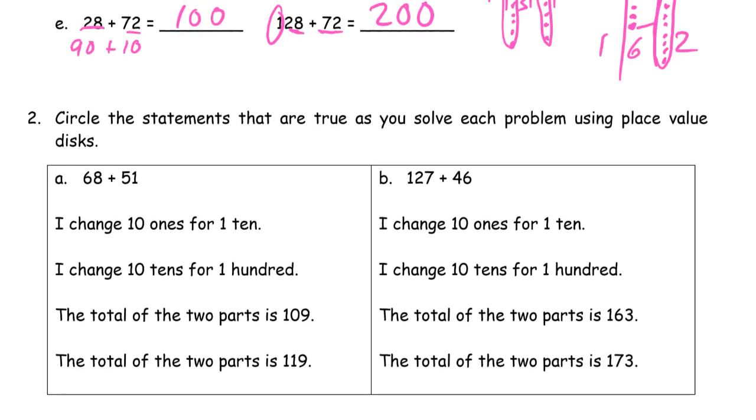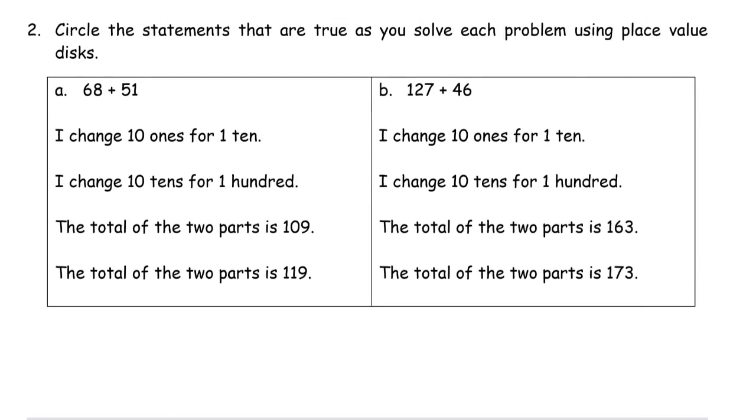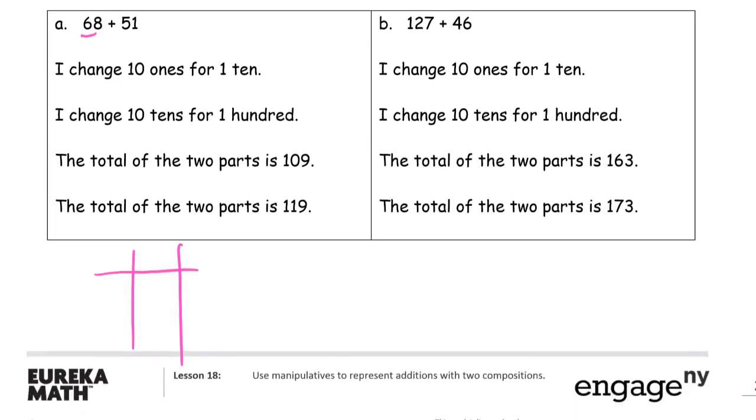Circle the statements that are true as you solve each problem using place value disks. So if you made 68 on a place value disk chart, and I do have some room down here to draw it, you're going to start at the hundreds, tens, and ones. You're going to start with a 68. Now if you have place value disks, that's really what this is for, to actually have the disks and use them. Drawing them is not really the same.